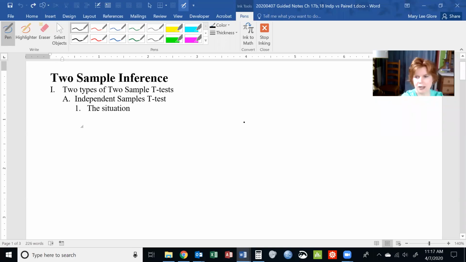Hi there. Today we're going to be talking about means again. So we're going to be looking at two sample means. All right, so the first type we're going to talk about is the independent samples t-test.